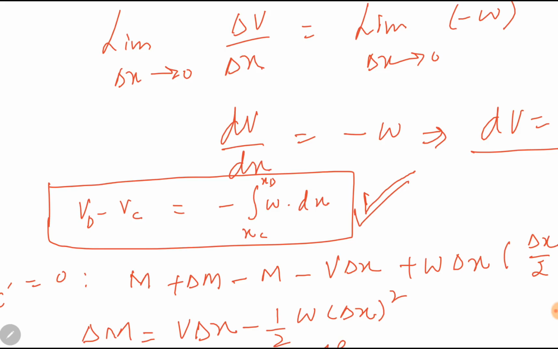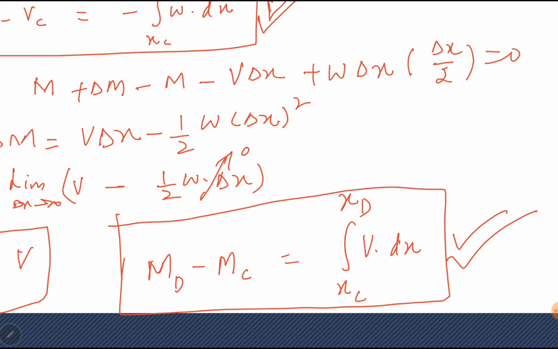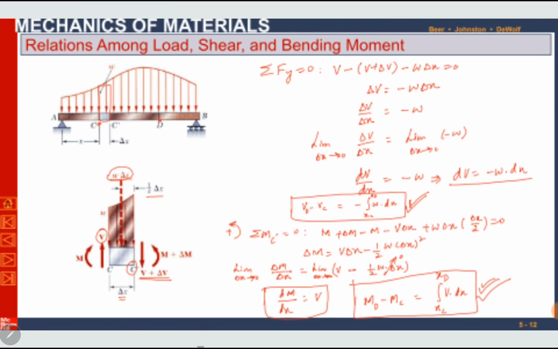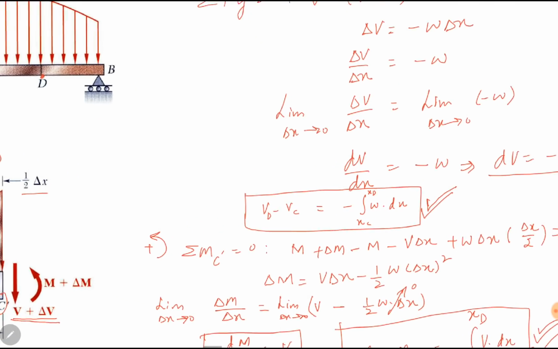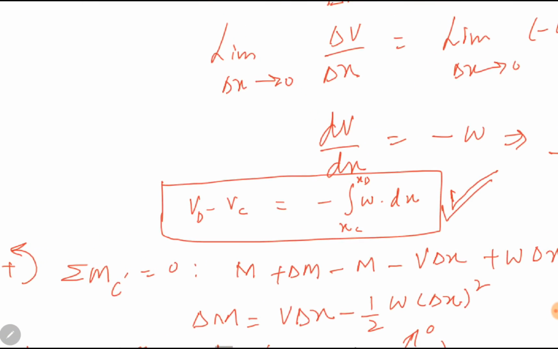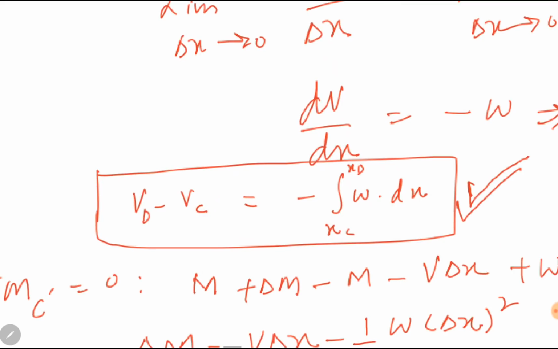So area under the load curve between point C and point D means integral of W with respect to X between point C and D. Similarly, in this expression, if we know expression of shear force V in terms of X, we can integrate it. Otherwise, area under the shear force curve between point C and point D will be equal to the right hand side of this expression. And remember that this expression is a relationship between shear force and distributed load.